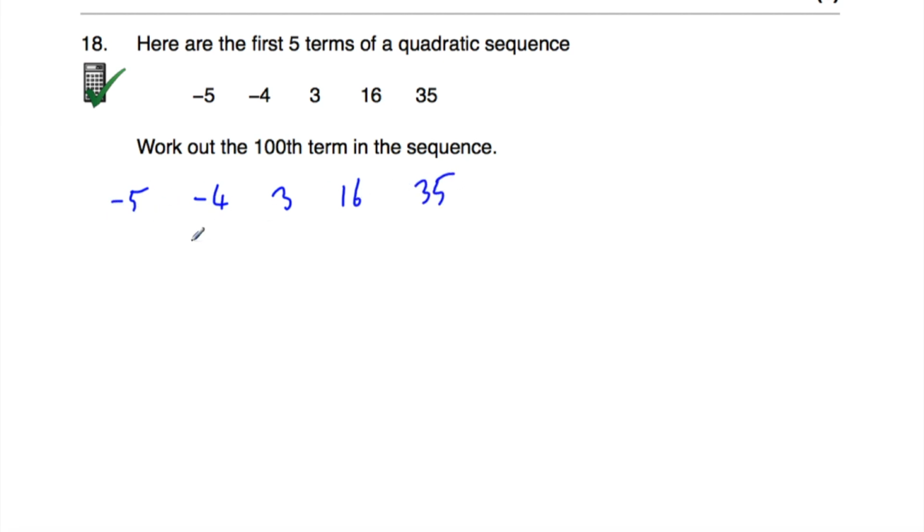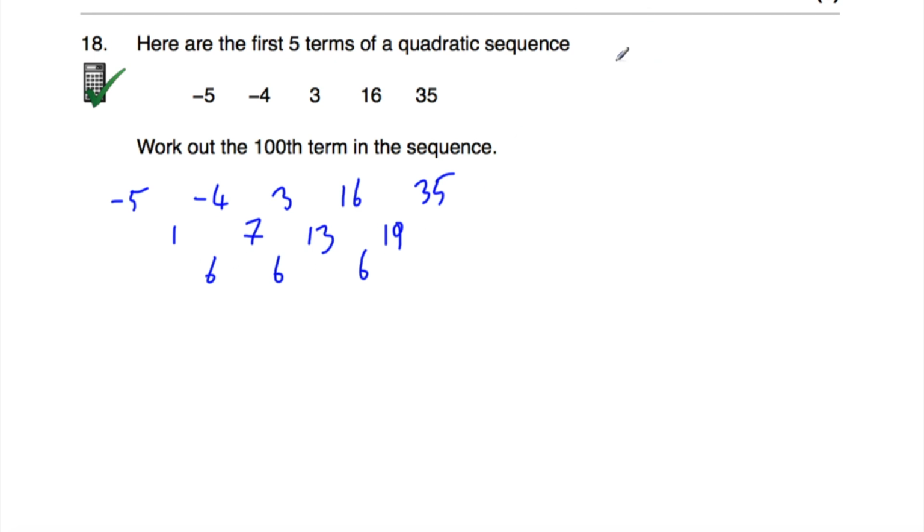So to get from minus 5 to minus 4, we would add 1. To get from minus 4 to 3, we would add 7. To get from 3 to 16, we would add 13. And to get from 16 to 35, we would add 19. So there are our first differences. And our second differences, we're going up by 6, 6, and 6. So we've got our sequence, our first differences and our second differences.